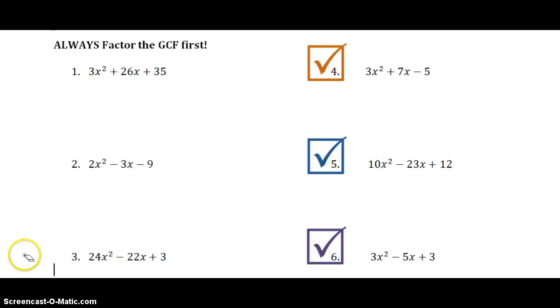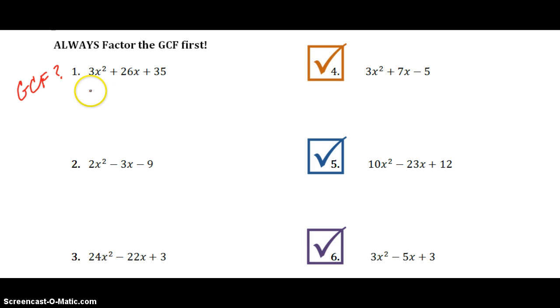Flip over to, I'm going to work 3 of these, and then I'm going to leave 3 for you to work. So starting with number 1, can I take out a greatest common factor? I wish that I could, but there is not. Between 3 and 26 and 35, there is not a greatest common factor. So I always like to write it down just to show myself that I checked.